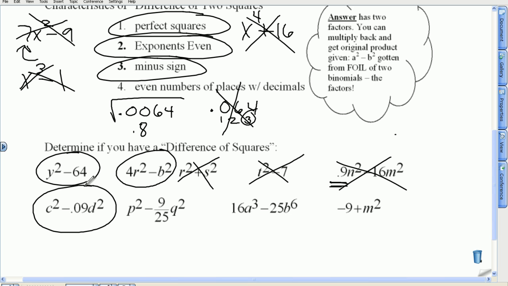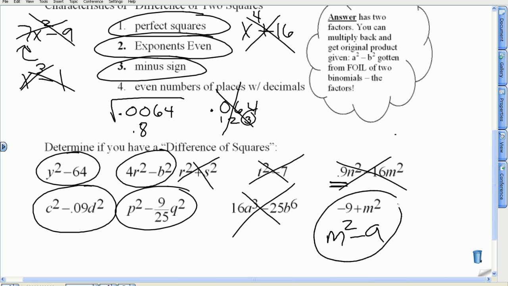9/25: if you can take the square root of 9 and the square root of 25, it's a perfect square. It is, and this one works. a cubed has an odd exponent, no good. Negative 9 plus m squared can be rewritten as m squared minus 9, and when you see it like that, you can see it does work.